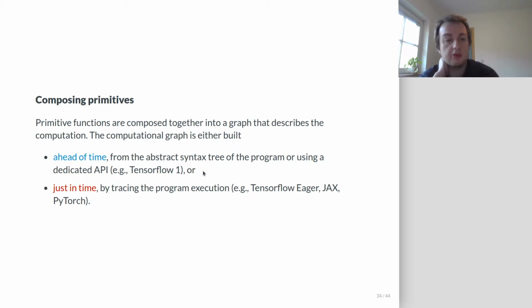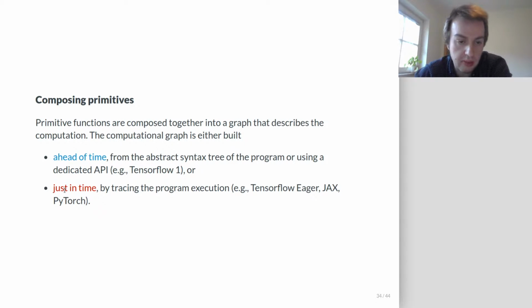Or another way would be to explicitly, as part of your program, using a dedicated API, construct the graph of computation yourself, and then from this graph of computation, you would be able to run automatic differentiation. This is how it was done, for example, in TensorFlow 1. You had to build the graph of computation yourself, and then from this, you could run differentiation.